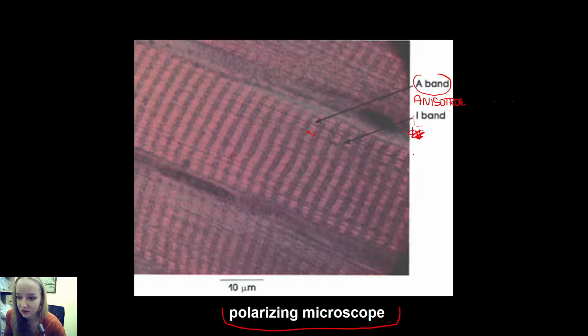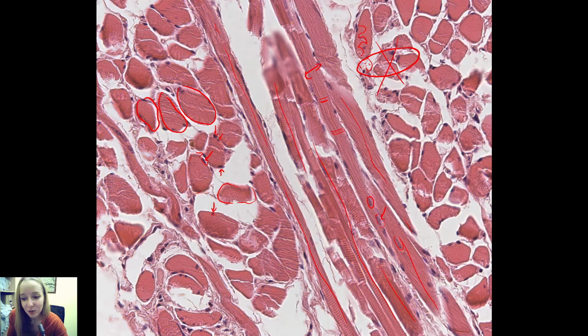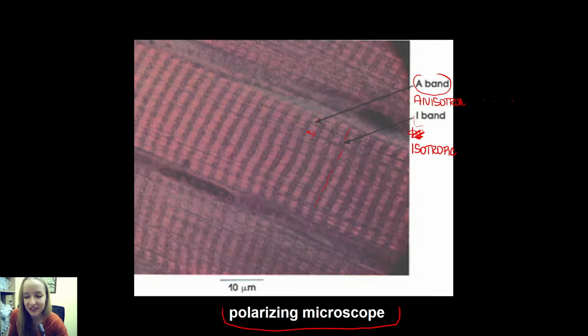These are isotropic. That means they're not shining in the polarizing microscope. But really, in the light microscope, these lighter bands are called I bands. So we have the A band and the I band.